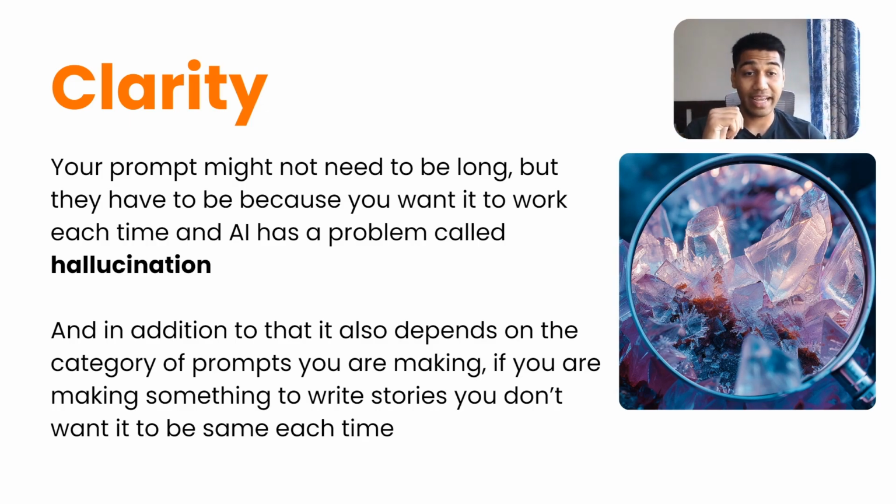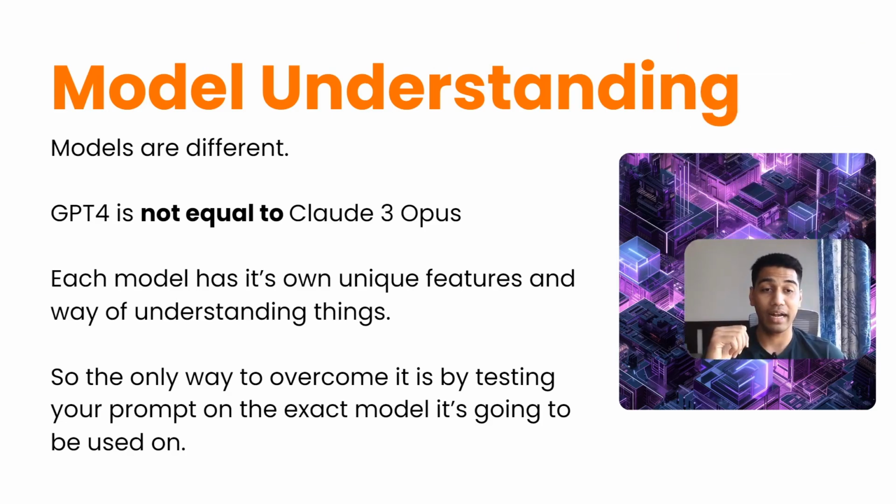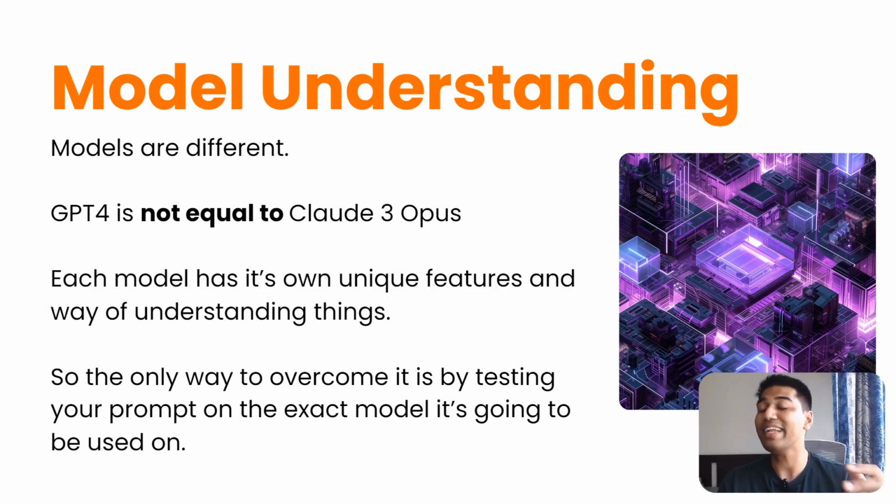Okay, so coming to the next one, which is again very specific, is model understanding. So what is model understanding? Well, very simply, each model is different. So GPT-4 is not equal to Claude 3, and Claude 3 is not equal to Gemini. Gemini is not equal to Meta. Meta is not equal to GPT. And again, we can keep going. Why am I saying that? And why am I specifically re-emphasizing that? Whichever prompt you create, it might not work on another model, okay? I'm not saying it will fail completely, but it might not work 100%.